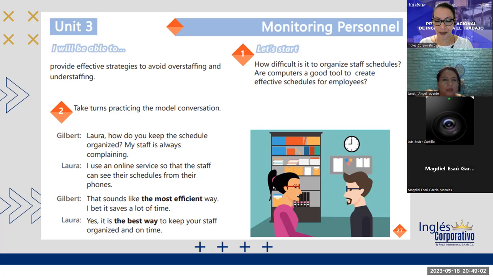Now you start, Janet. Laura, how do you keep the schedule organized? My staff is always complaining. I use an online service so that the staff can see their schedules for their phones. That's the most efficient way. I bet it saves a lot of time. Yes, it is the best way to keep your staff organized and on time. Okay, the best way. Excellent. You did it very, very nice. Thank you so much for your participation. Do we have two more?